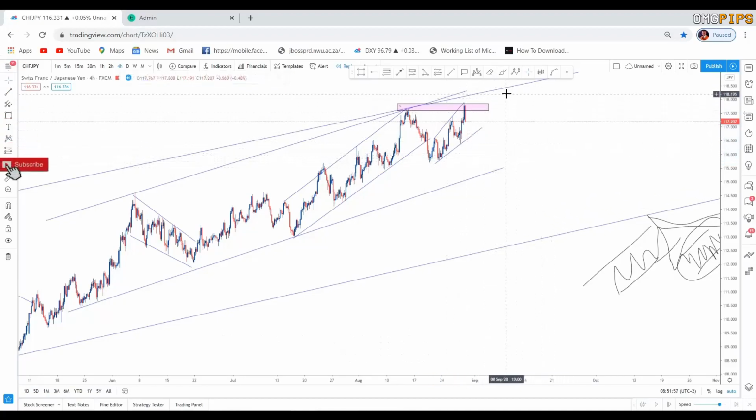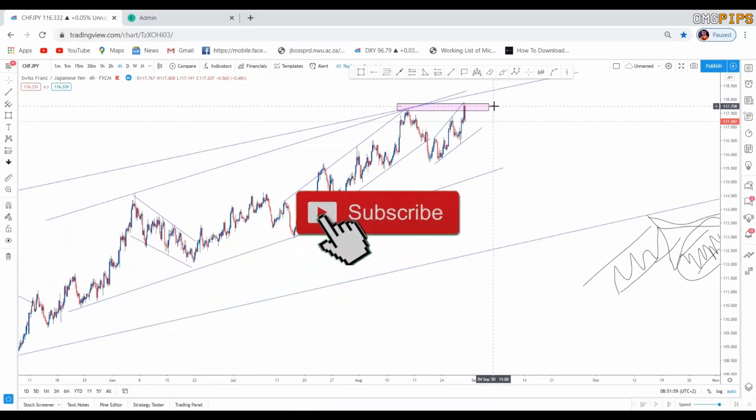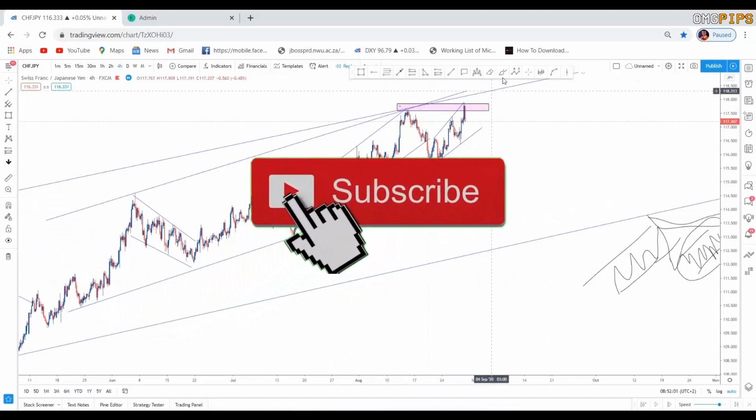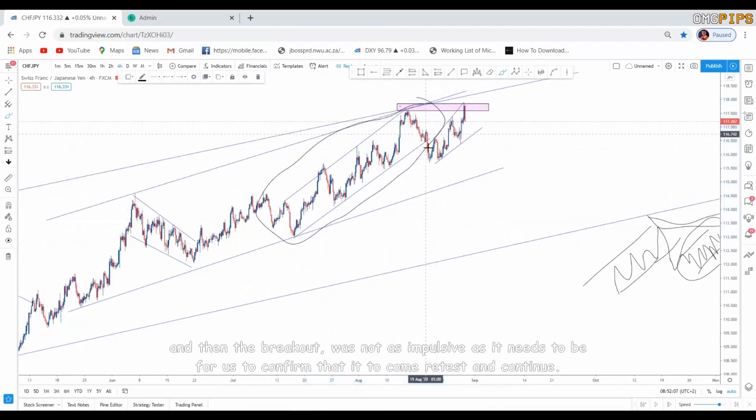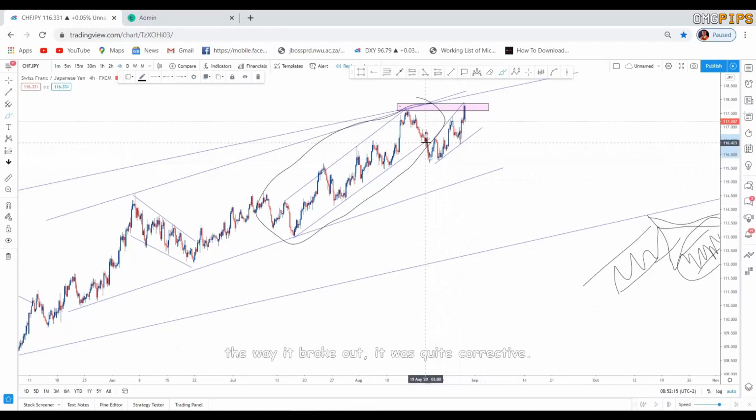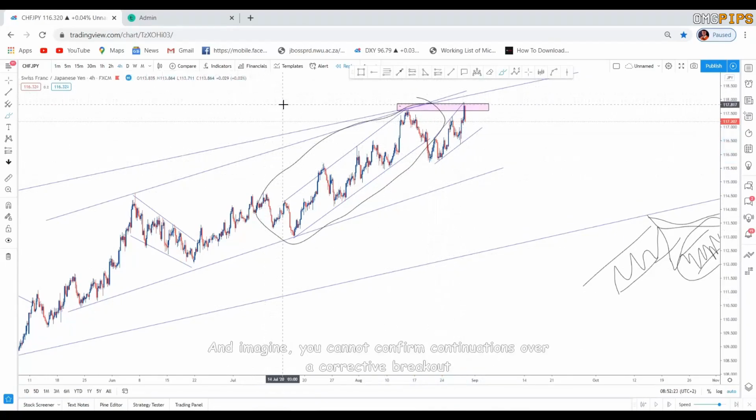So if it was me applying my strategy and my forex knowledge, I would know that we come from an ascending type of nature structure from here, and then the breakout was not as impulsive as it needs to be for us to confirm that it needs to come retest and continue. So the way it broke out, it was quite corrective. And imagine, you cannot confirm continuations over a corrective breakout. A breakout needs to be impulsive, not corrective.